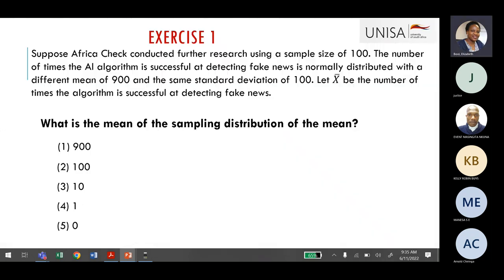I'm going to give you 1 minute to answer that question. If you know the answer, you can shout it out. You don't even have to calculate.